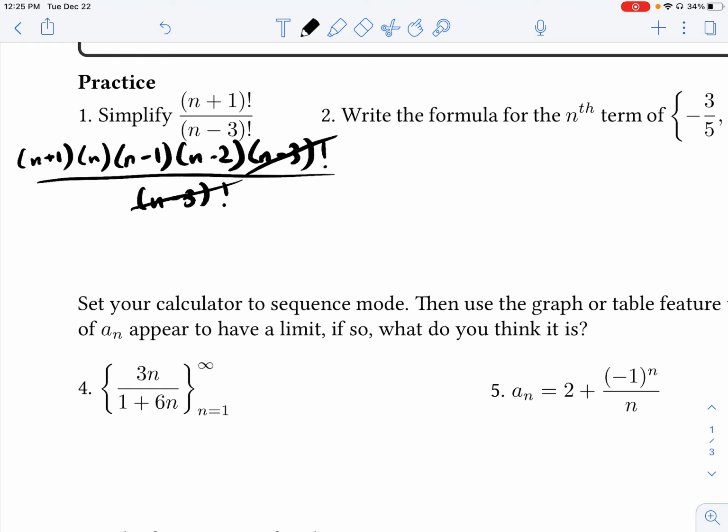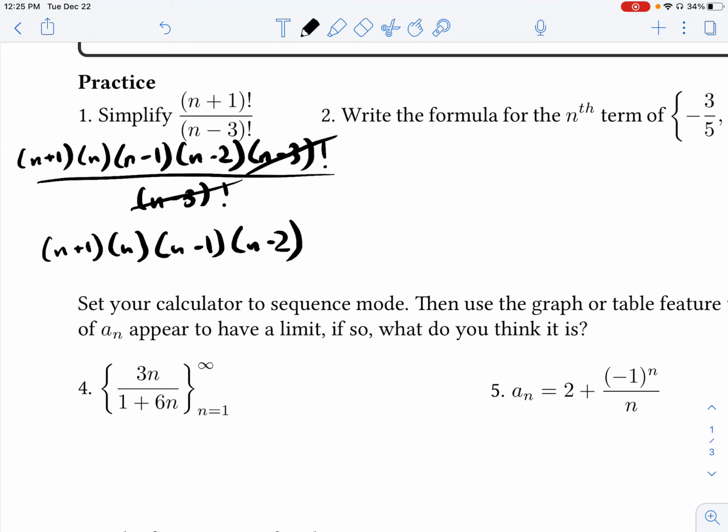When we're simplifying factorials, we want to find a common factorial that we can divide out for the numerator and denominator. What's left over is just n plus 1, n minus 1, and then n minus 2. So it would simplify down to that finite set of terms there.